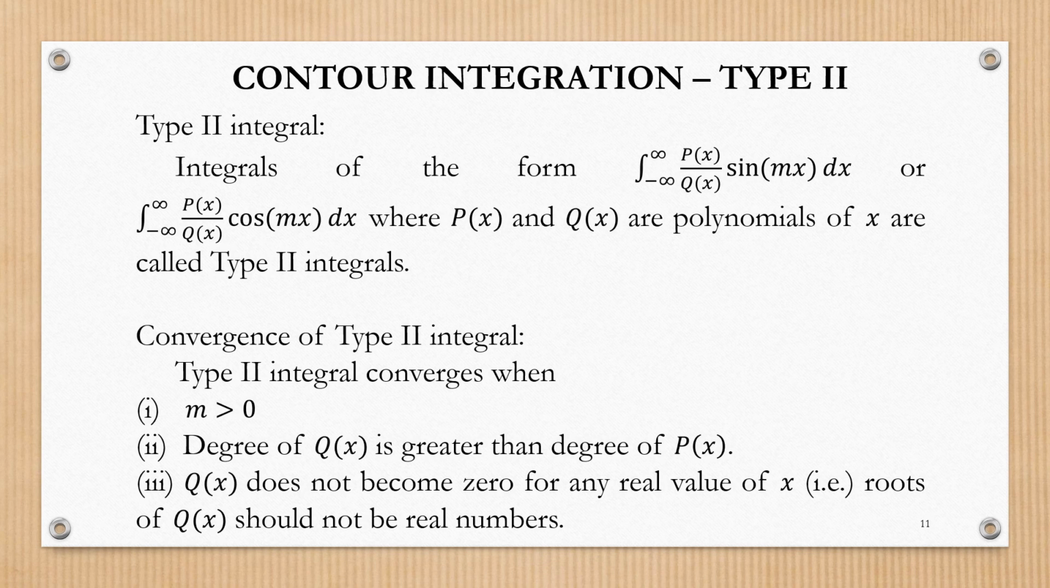Third condition is the same as what we had seen in the previous type. The denominator should not have any real roots. The points x where q of x becomes 0 should not be real numbers. If these three conditions are satisfied, then a type 2 integral will have a finite value, that is, it will converge.